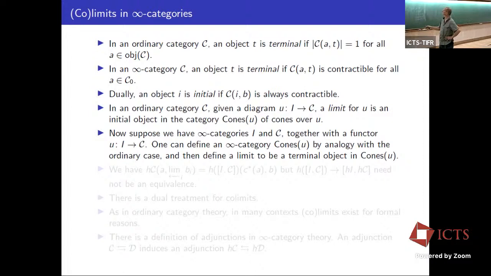So we want to do this in the infinity category as well. There's a little bit of work to do to understand how we should translate this definition of the category of cones into infinity category theory, but that can be done. So you can define an infinity category of cones, and then we know what we mean by a terminal object in an infinity category, and that's how we define the notion of a limit in this world.